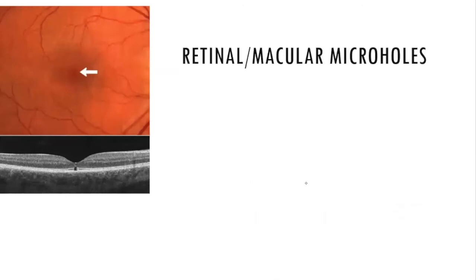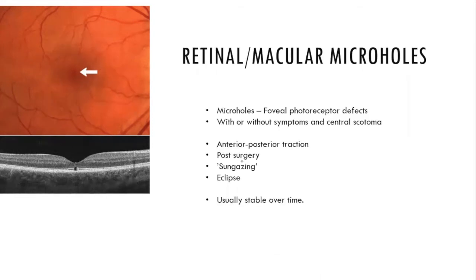So let's get ahead, but in the center of this retina, having a look, you'll see a very small defect, and that can be seen on the OCT as well, in the outer retina around the photoreceptor layer. This is either called a retinal microhole or a macular microhole. Some patients have no symptoms whatsoever, and others have a very small central scotoma.